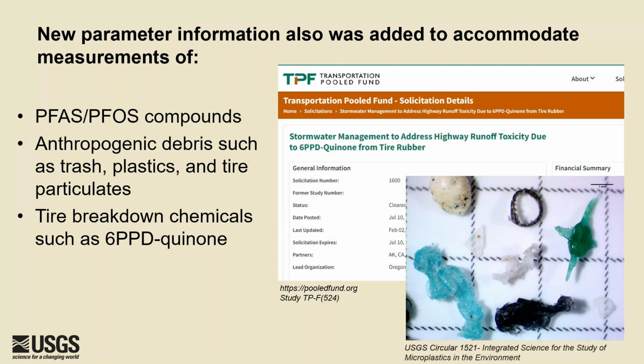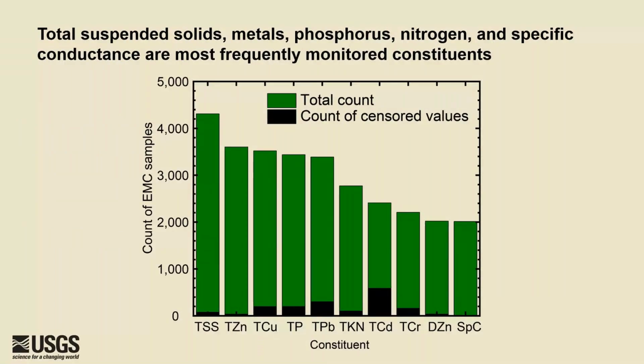This graph shows the top 10 constituents within the most recent version of the Highway-Runoff Database. So total suspended solids, TSS, was the most common constituent. Also in the top 10, we have a couple metals like zinc, copper, lead, cadmium, chromium. We also have total phosphorus and total nitrogen. And then the last two are dissolved zinc and specific conductance. And we've also included the count of censored values within this graph as well.